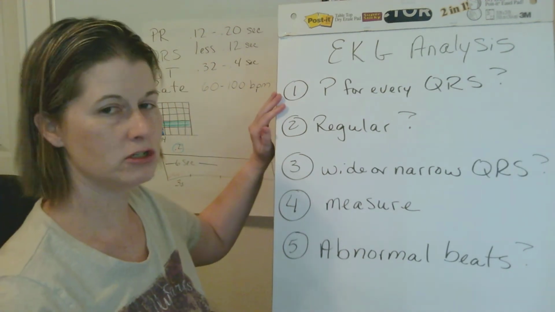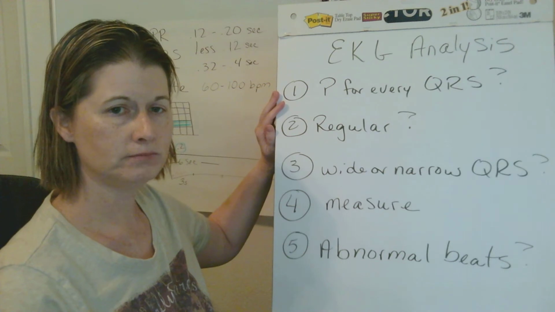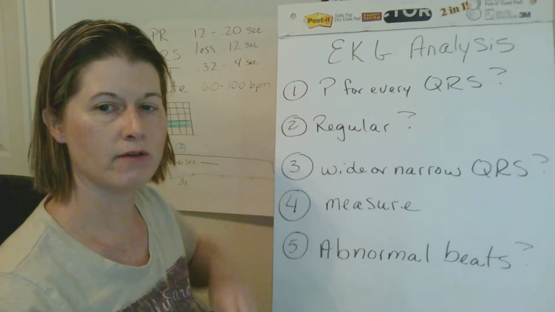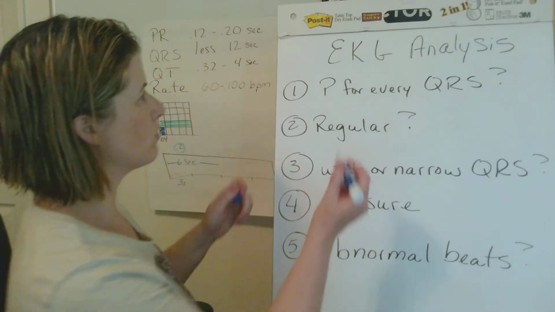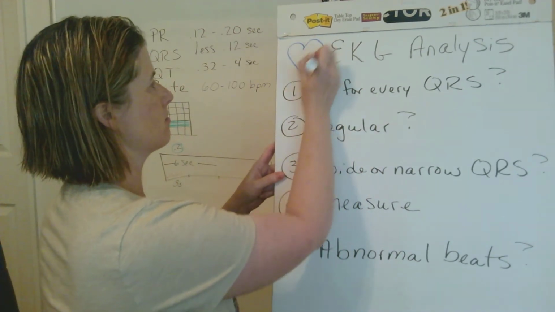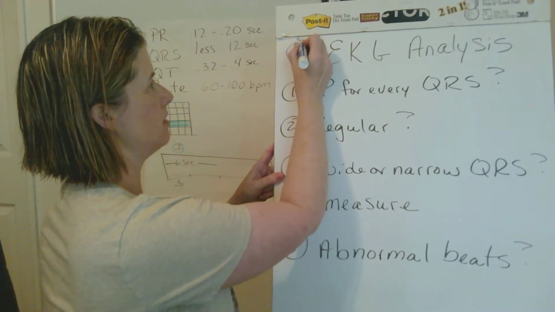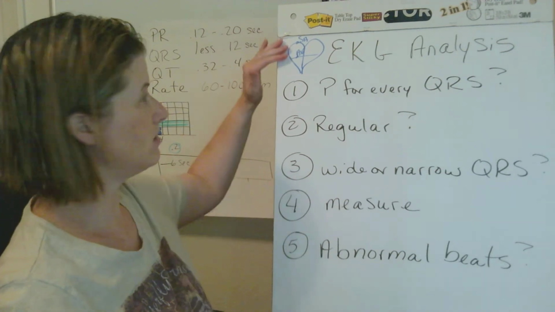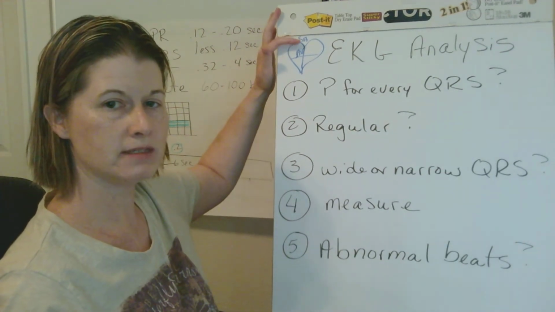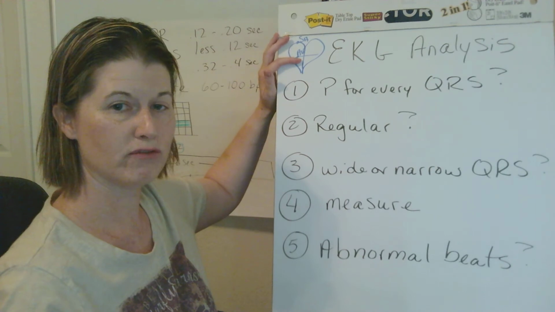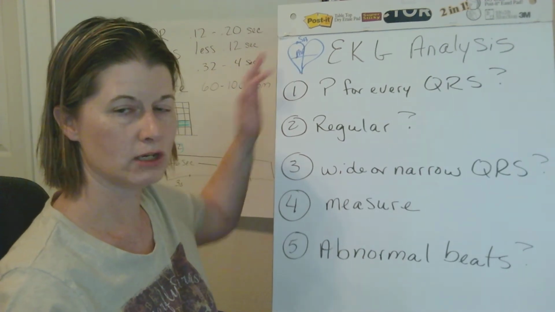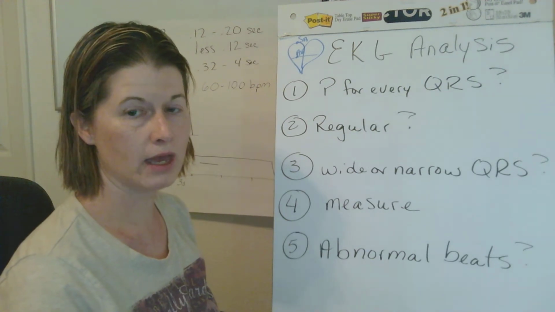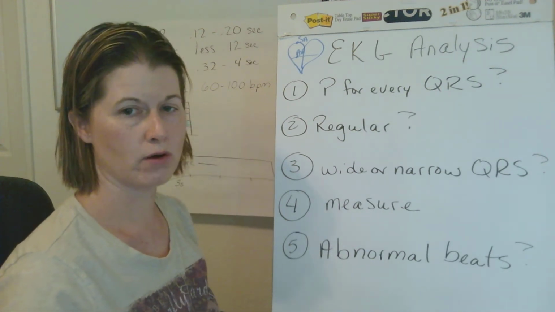So the first thing that you're going to do when you look at your rhythm, okay, is you're going to see, is there a P for every QRS? Remember we drew a heart, okay, and we had our SA and AV node, right? If the SA and the AV node are working properly, then when the SA node fires, you get a P wave. When the AV node fires, you get a QRS. So every rhythm that is normal or okay should have a P for every QRS.